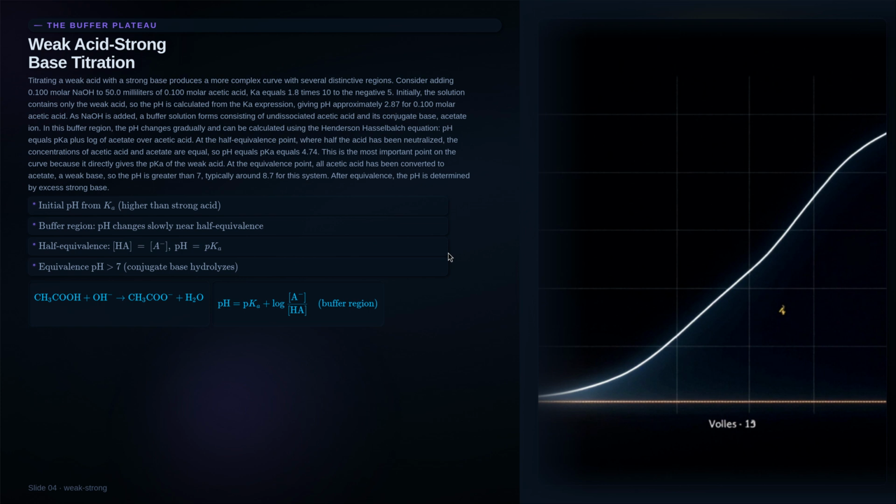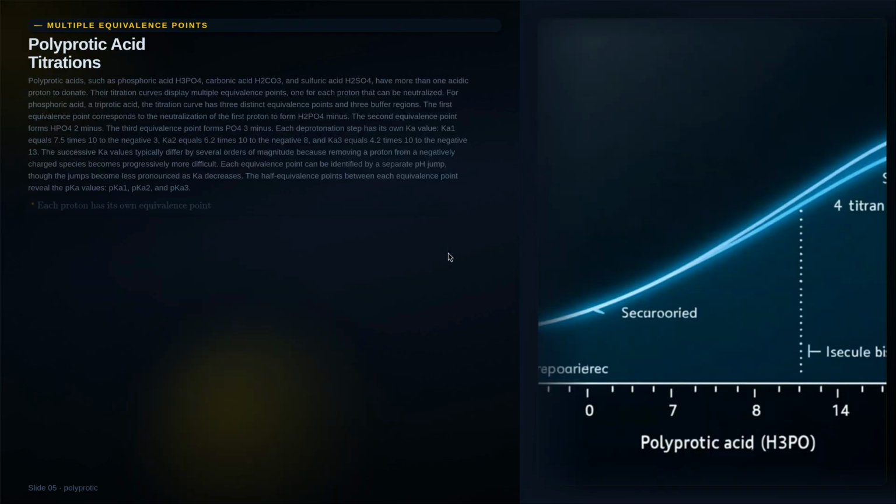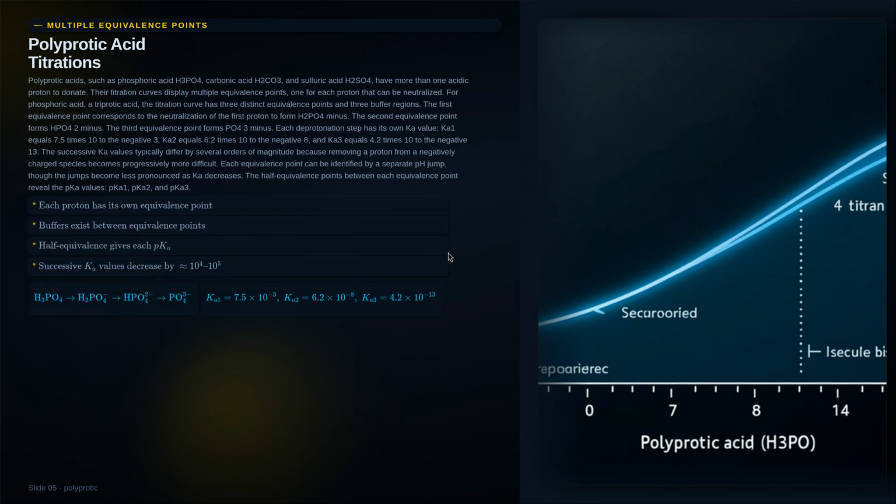At the half equivalence point, the concentrations of acid and conjugate base are equal, so pH equals pKa, which is 4.74 for acetic acid. This directly gives the pKa of the weak acid. At the equivalence point, all acetic acid has been converted to acetate, a weak base, so the pH is above 7, around 8.7.